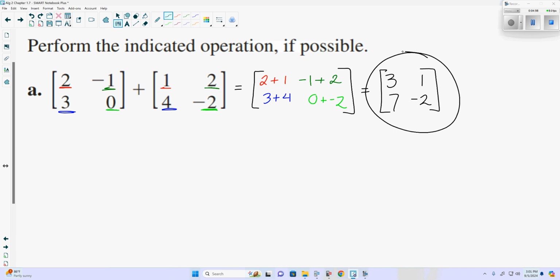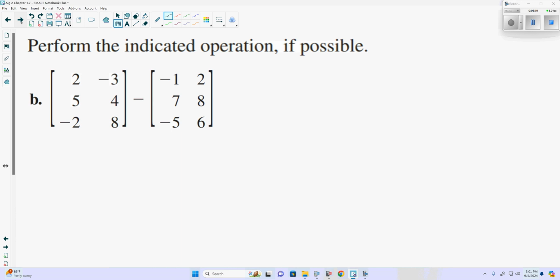Questions on what we did here? Nope. Are you ready for the next one? Now the next problem is different. Well, it's a 3 by 2 and a 3 by 2, but we're not adding, we're subtracting. Okay, so 2 minus 1. So we're just doing the same thing we did but subtracting. Yes. So 2 minus negative 1. Then we can say negative 3 minus 2. Our next one would be 5 minus 7.